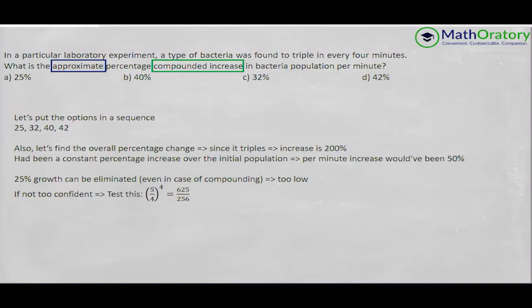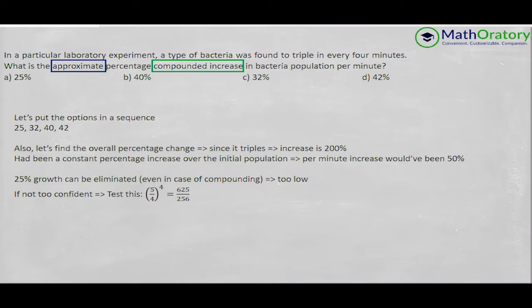But if you're not very confident, you can also test this out. 25% growth implies what? One-fourth increase. So if the population is increasing by one-fourth, it is becoming five-fourth of what it was in the previous minute, right? And this is happening 4 times. So the net population would be how much? It would be five-fourth of five-fourth of five-fourth of five-fourth of the initial population. So five-fourth to the power 4, which is 625 by 256.